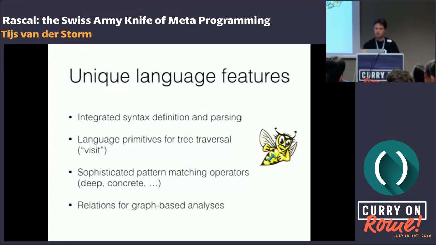We have sophisticated pattern matching operators. I already hinted at it. This is not your grandfather's pattern matching, but it has concrete matching, deep matching, list matching, set matching. I will show some of these examples, but I'm afraid I can't go into too much detail there. And finally, we have relational data types that allow you to do graph-based analyses, for instance dependency graphs, control flow graphs, data flow graphs. We think that these are very nicely represented using relations.